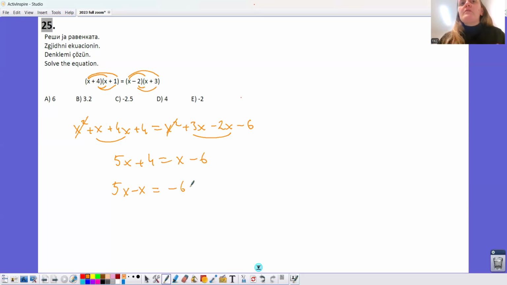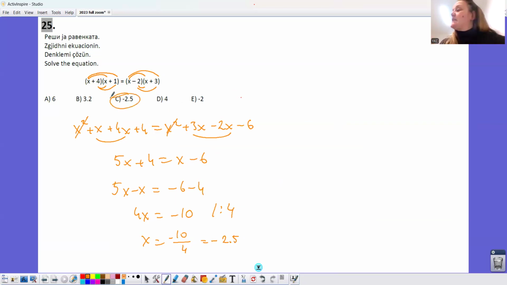I'm taking 4 to the other side, minus 4. So it will be 4x is equal to minus 10. Then I'm dividing by 4. x is equal to minus 10 over 4. When you do the division, you will see that this one is minus 2.5, which is D.